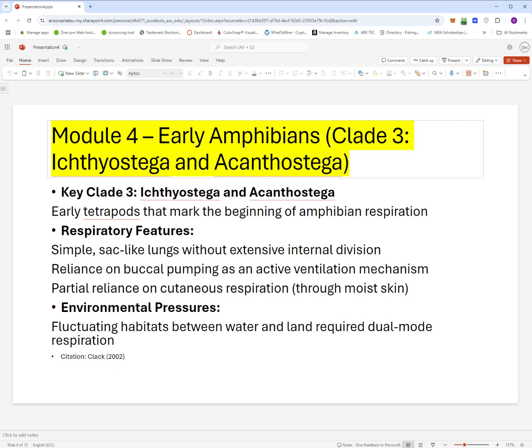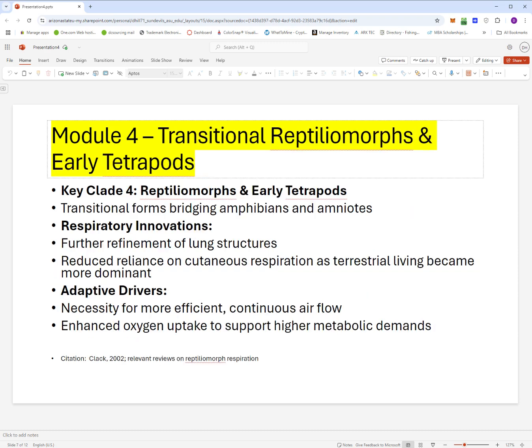This evolution meant that these animals began to rely less on cutaneous respiration, a system that is effective in moist environments, and more on pulmonary ventilation, more effective on land. These changes were driven by the need for oxygen uptake to support increased metabolic rates in a fully terrestrial environment. The respiratory innovations observed in reptilomorphs laid the groundwork for the development of the complex lungs found in amniotes.